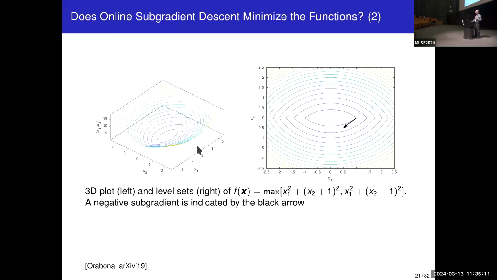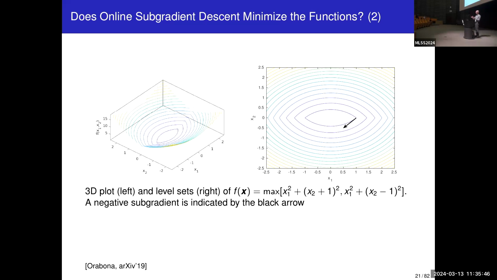Let me show you another example. This is a max of 2 quadratic functions. And again, the minimizer is here in the middle. You are here in one of these corners. This is the negative subgradient that you got. Here, in this direction, the function goes only up. The only place where you can go is to increase the function. So you can see that it's not pointing towards the minimum. It's not even pointing in a descent direction. It's pointing in a direction in which the function is increasing.